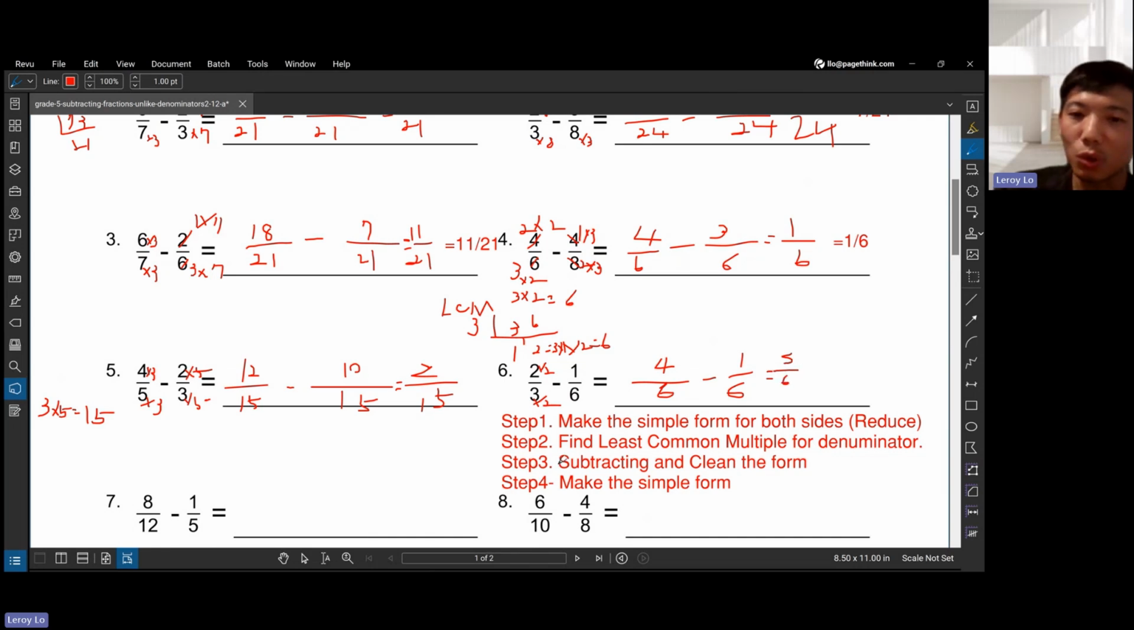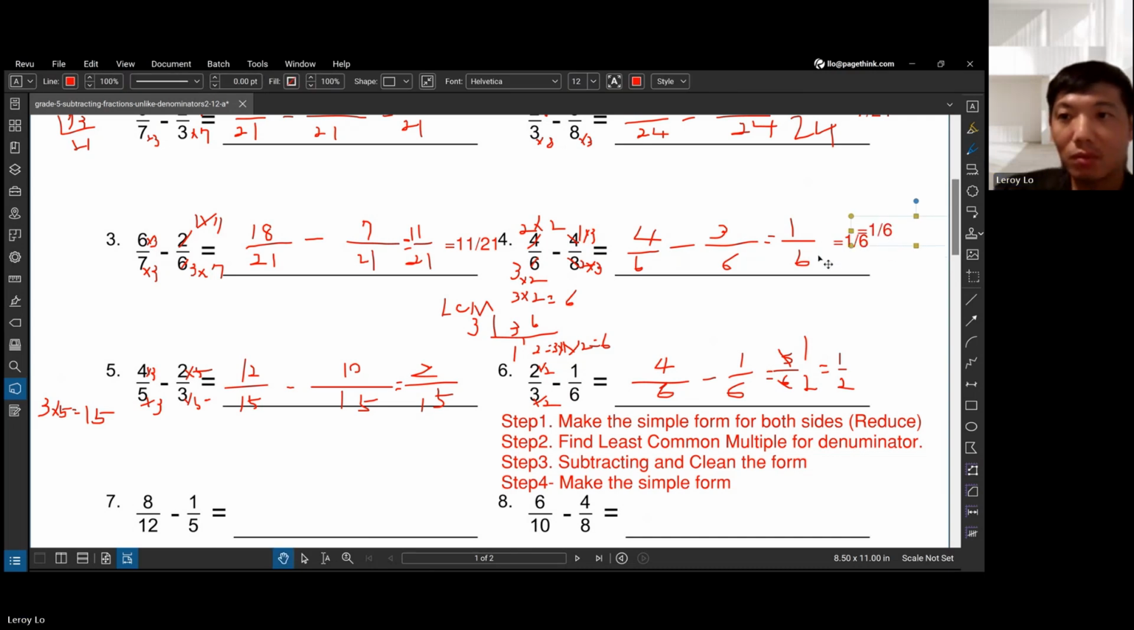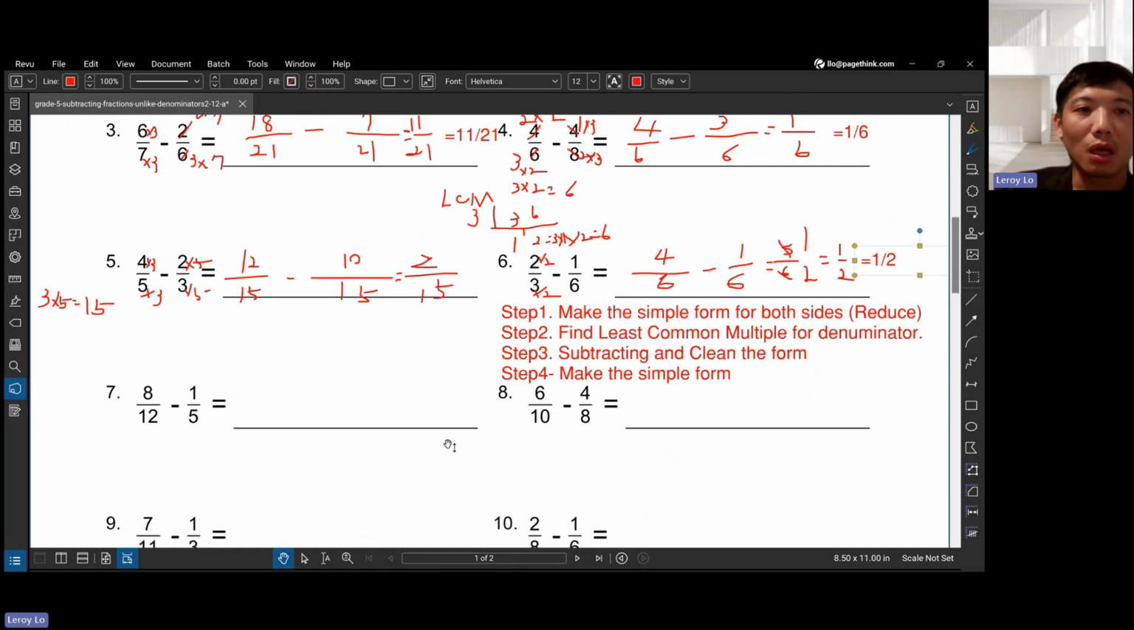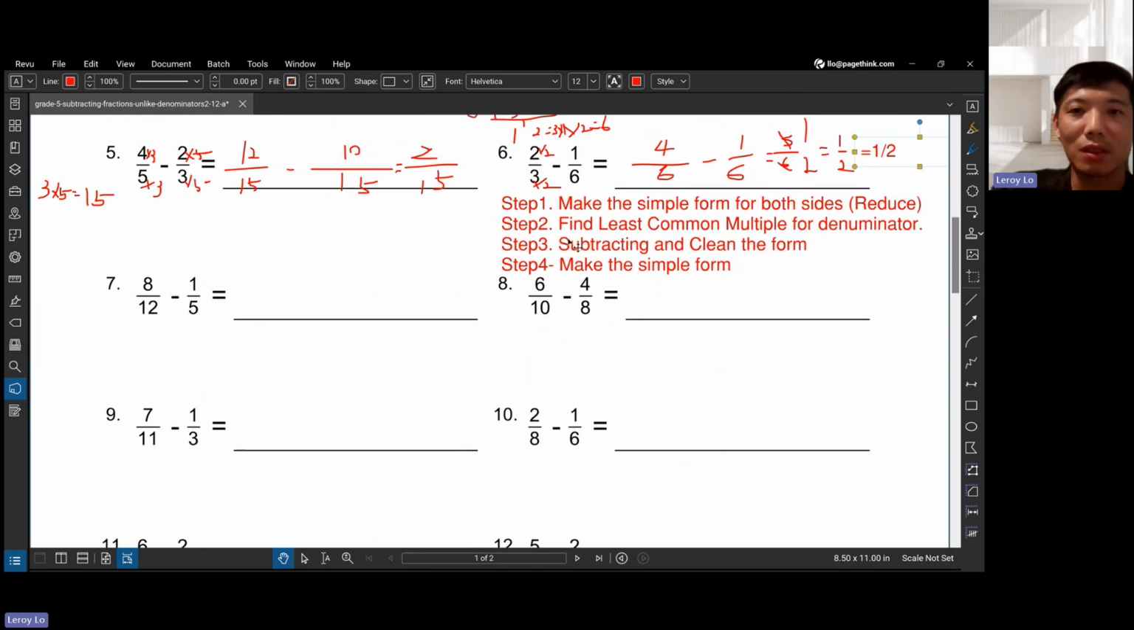Okay, now it's very important. Step 4, we need to make the simple form. 3 over 6, we know there's a common factor of 3. So it will be 1 over 2. So the answer will be 1 over 2 as the simple form. So always encouraging to get the simple form. That's easier and smaller numbers. Okay, let's move on to number 7.